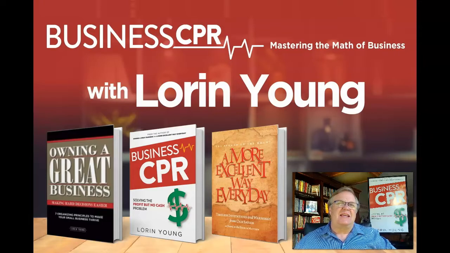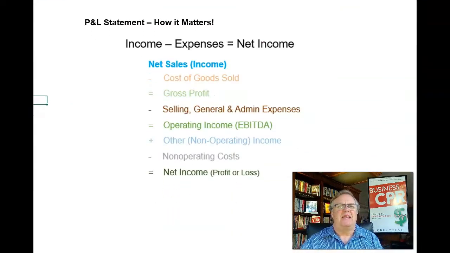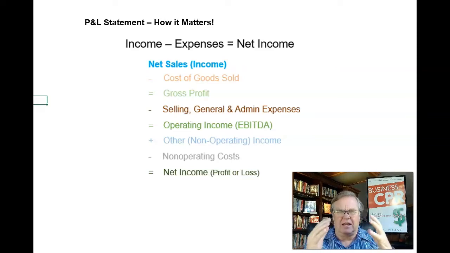Today we're going to be talking about the most important scorekeeping tool in your business, and that's your P&L statement. Your P&L statement is a function of your income, i.e. your sales, minus your expenses. That becomes your net income.